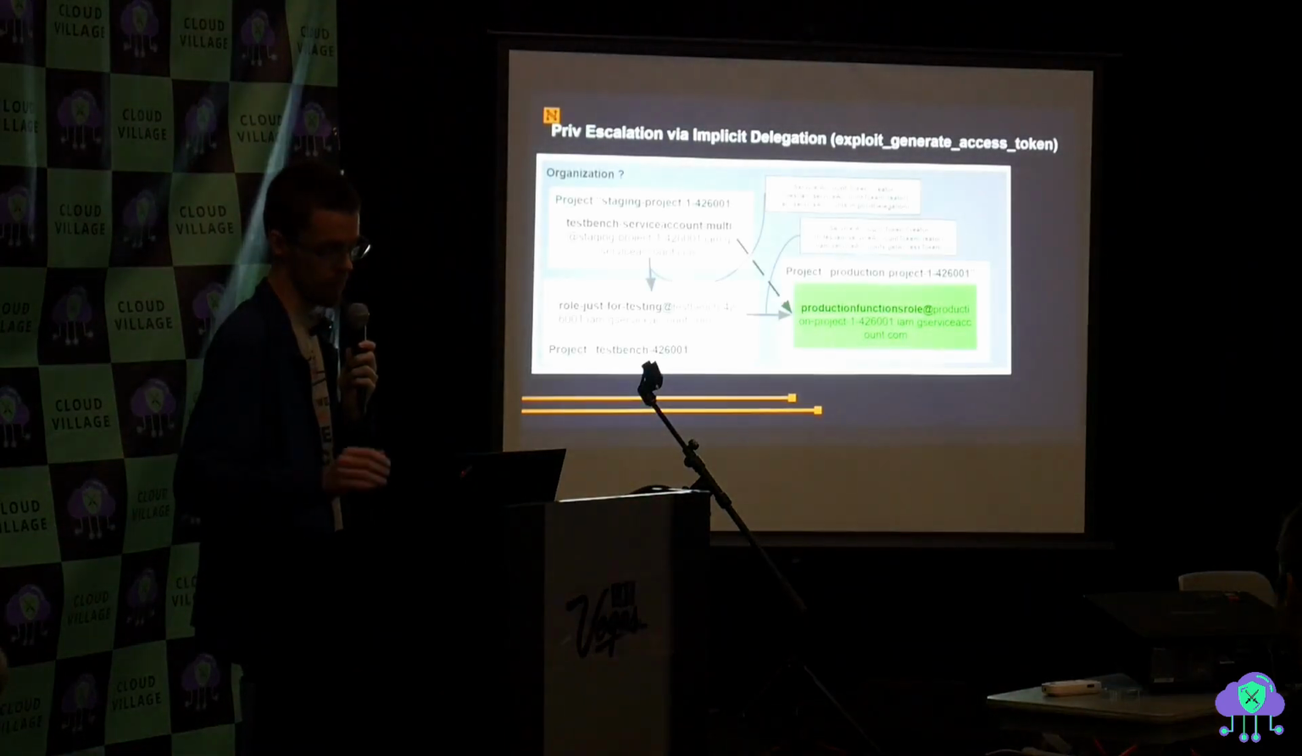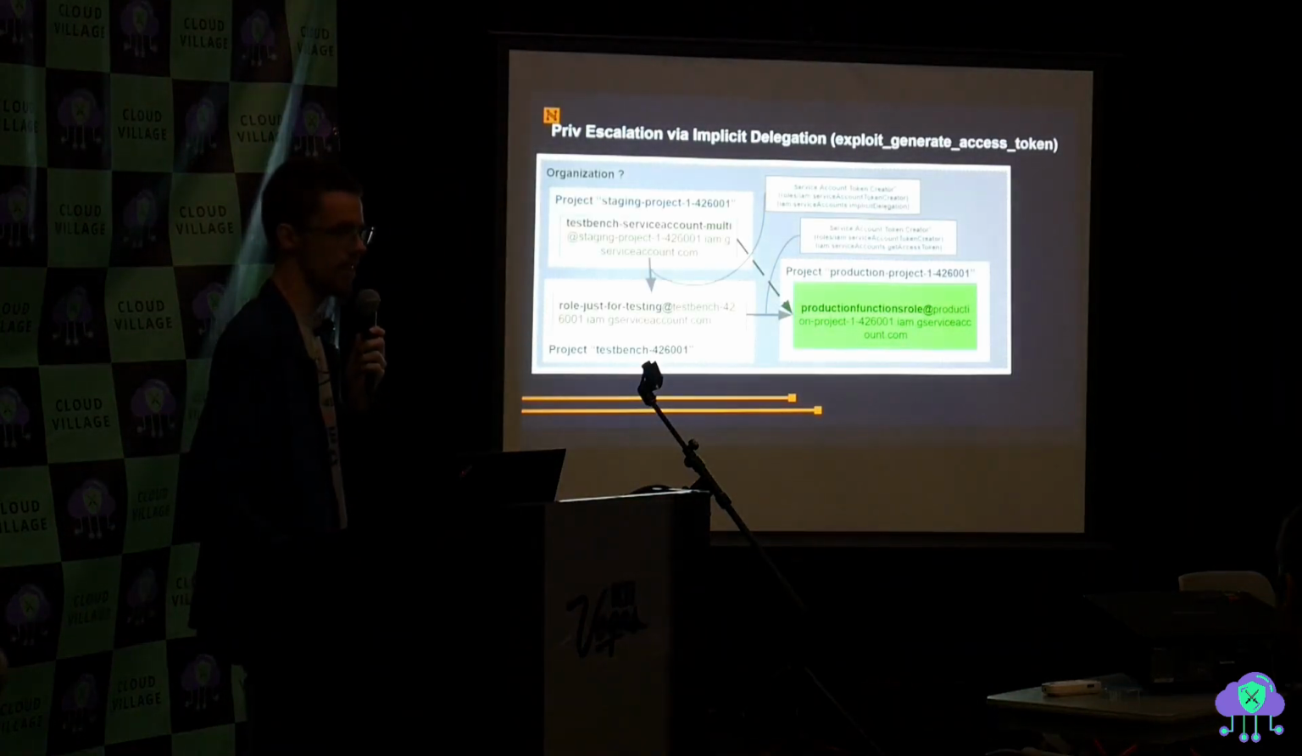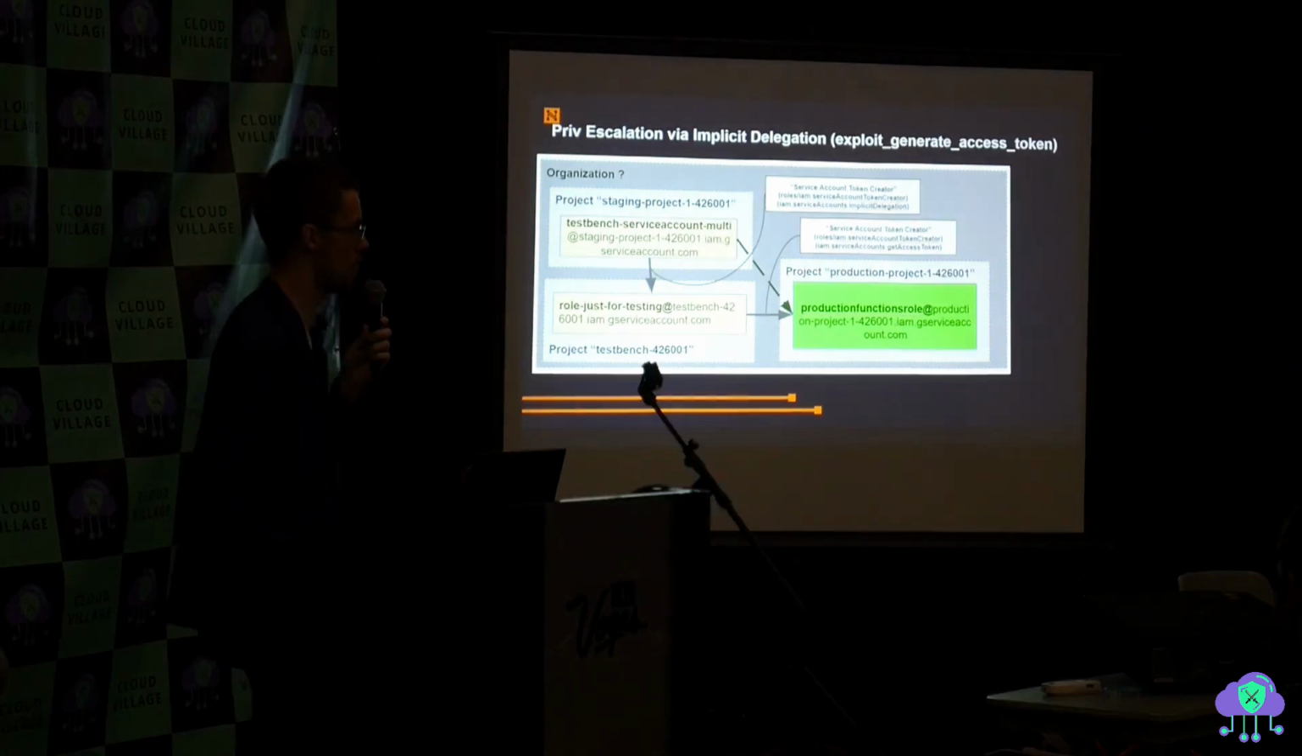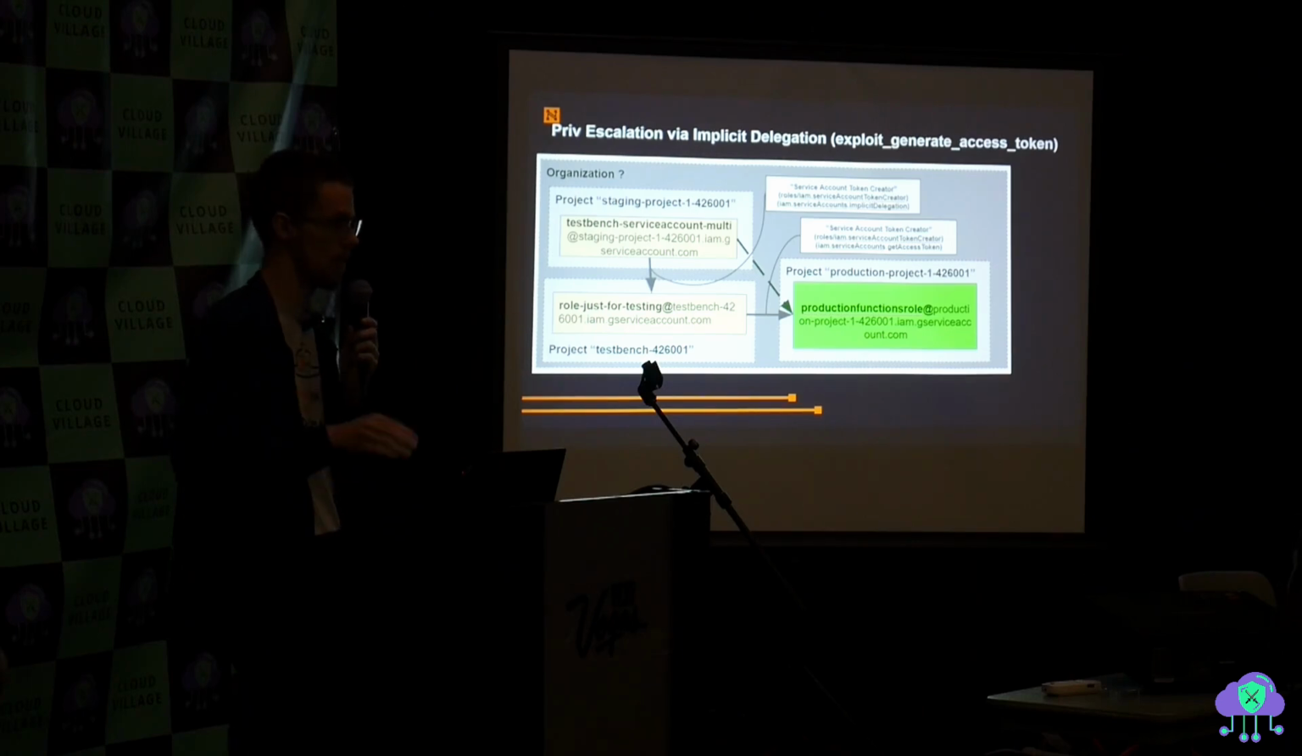And then, won't be able to cover this, but basically implicit delegation is also supported. So if you're not familiar with implicit delegation, that basically means test bench service account multi has the token creator permissions on role just for testing, and role just for testing has the token creator permissions on production functions role. So you can basically skip the middleman and just go from the test bench account to the production functions role.